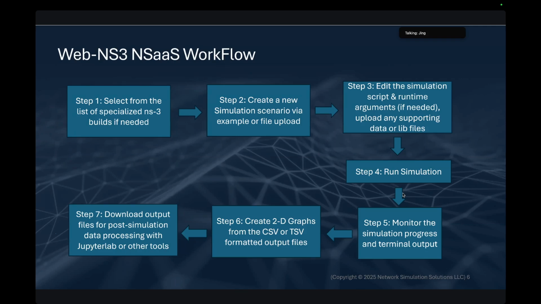After that, we have a window where you can start editing your script and provide all the runtime arguments. We also support 2-dimension parameter sweep, so you can run batch simulations and sweep the key parameters that you're interested in. And we also allow you to upload any additional supporting files. For example, you can provide trace or data files as an input, and also additional library files when you compile, right? So those are the other things that you can provide through this web interface.